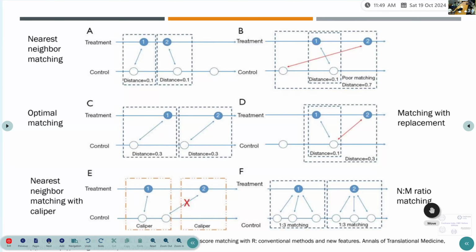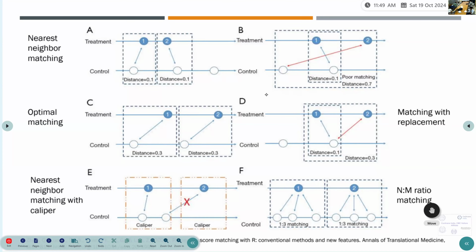So they can use nearest neighbor matching. Here, for 1, at a distance of 0.1, a control was available, so we matched it to that. For 2, again at a distance of 0.1, a control was available, so we matched it to that. But what can go wrong? If we do it in this sort of sequence, we took 1 and matched it to the nearest control, the distance was 0.1. But when we went to patient 2, there is no near control left nearby, and the only control available is too far.